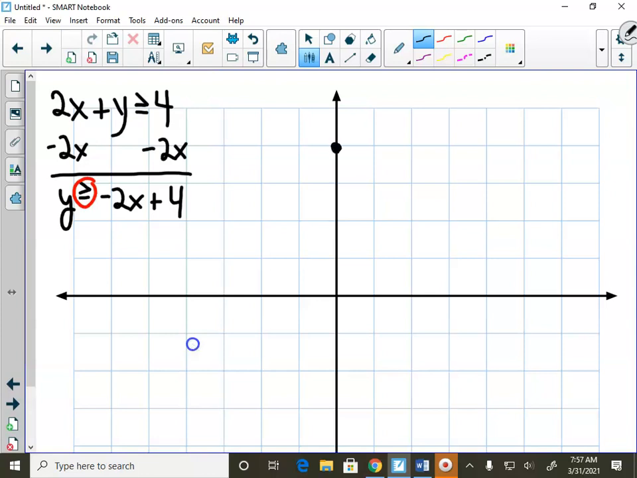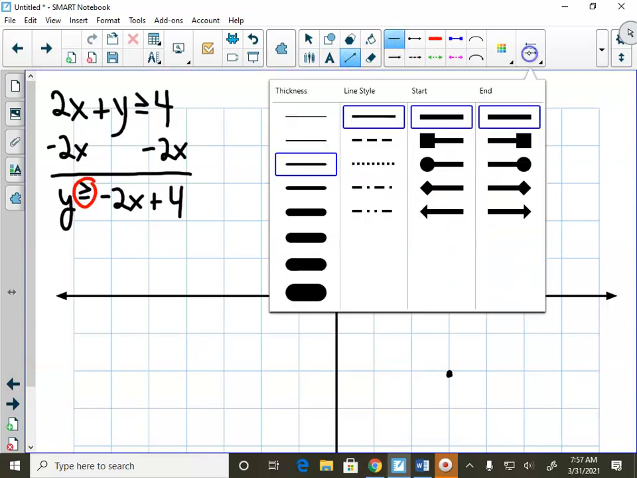And our slope is negative 2. So that means that I'm going to go down 2 and to the right 1. Then I'm going to go down 2 and to the right 1. And you can continue to do this until you run out of room, like I did. Now we're going to actually draw the line in. And I like to use my straight line tool.